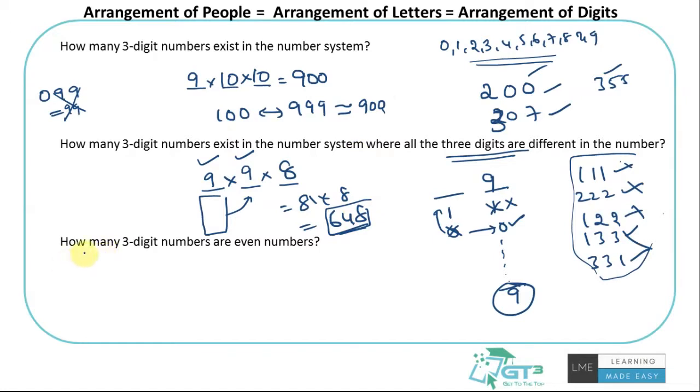So let's look at this question. How many 3-digit numbers are even numbers? So again, I start off with 3 blanks. For even numbers, the only thing I need to worry about is the last digit, right? The last digit should be 0, 2, 4, 6 or 8. So how many options do I have in this last blank? 5. Repetition is allowed, okay?